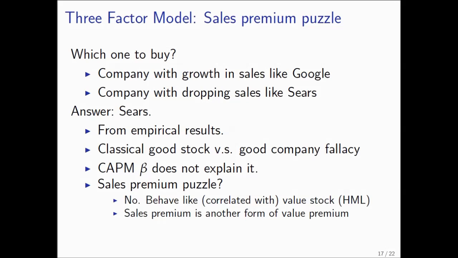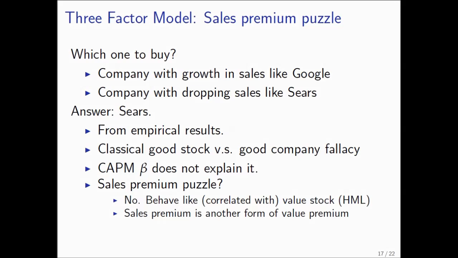And this three-factor model is interesting because it's also related to the old puzzle called the sales premium puzzle. Consider this classical problem: you have two companies. One company has sales growing like crazy, like Google, and some other company has sales dropping, like Sears, which is not doing very well. The sales premium puzzle suggests you should buy the company with dropping sales. Weird, right? So that's why they call it a puzzle.